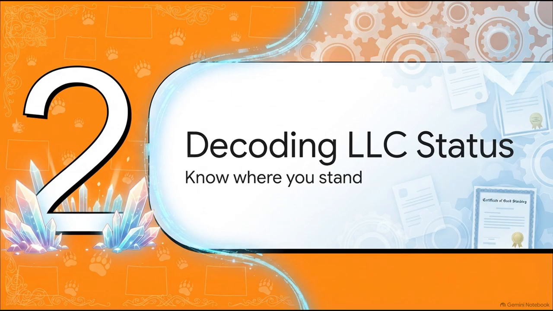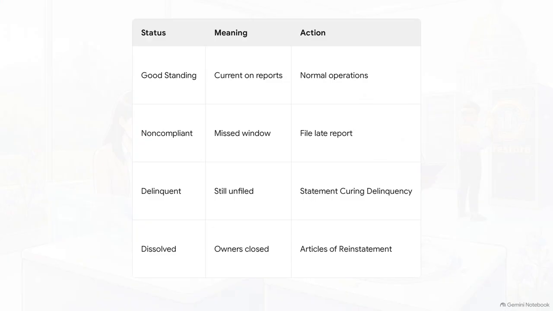Moving on to Section 2, decoding your LLC's status, knowing exactly where you stand with the Secretary of State. Colorado uses a very specific status pipeline, and you have to know exactly where you fall. If you miss your periodic report window, you become non-compliant. Easy fix, you just file a late report. Now, if you leave it unfiled after that grace period, you drop into delinquent status.